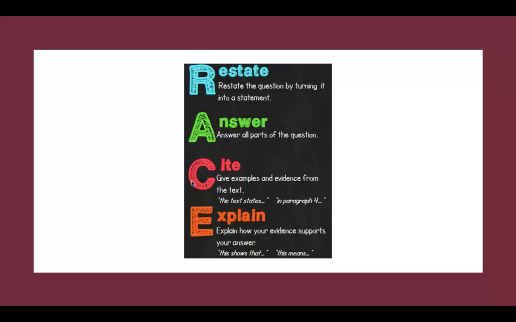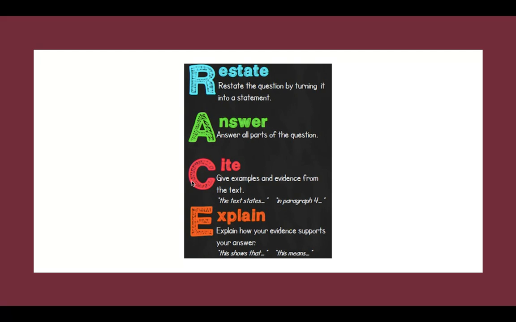And remember that R stands for restate. So you're going to restate the question by turning it into a statement. That means taking away those question words. So if something says, where does the story take place? We're taking away the word where and we're saying the story takes place, and then answering the question. So your A means answer all the parts.